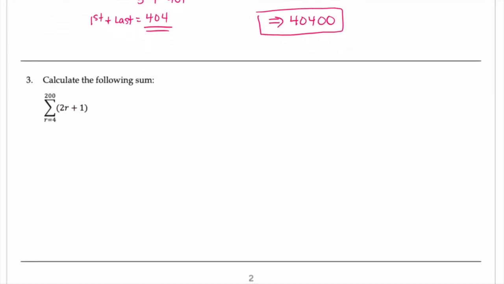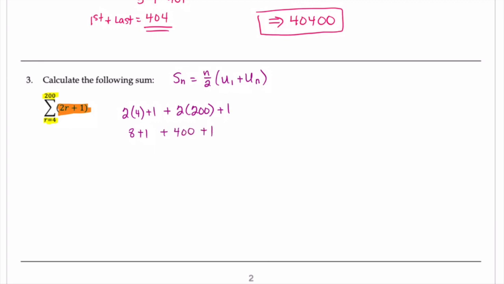Just like before, we're going to take into account that we are adding a series of numbers. So I'm going to use this formula. In this case, again, our rule has not changed, but this time our starting value has. We're going from 4 all the way to 200. So let's find out what the first term plus the last term would equal. And I get a total of 410.